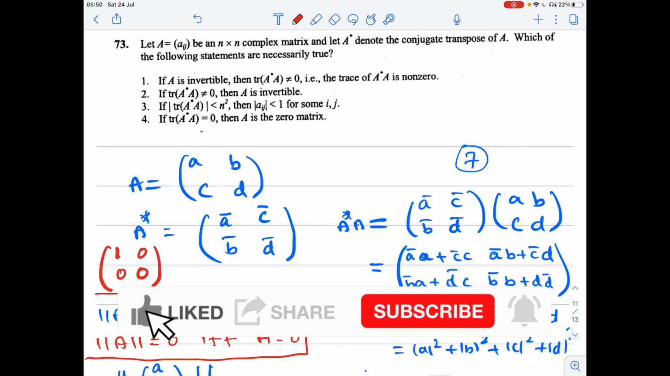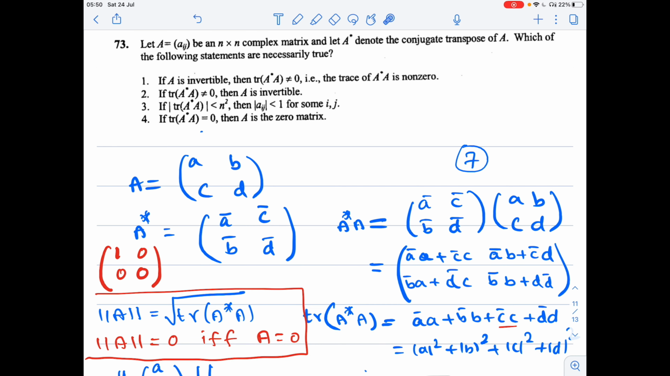Mathematicians, today we see one nice linear algebra problem asked in the CSIR exam. It is a part C problem. Let A equal to (a_ij) be an n by n complex matrix and A star denote the conjugate transpose. So A star equal to A bar transpose. Which of the following statements are necessarily true?